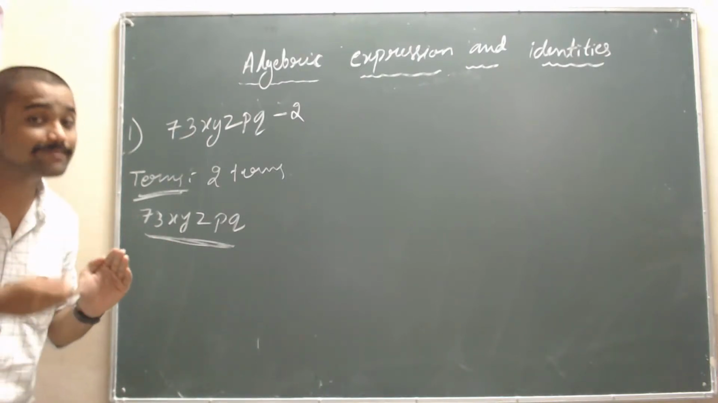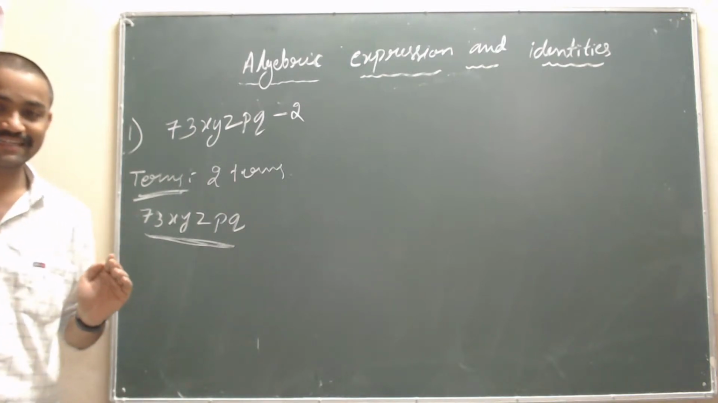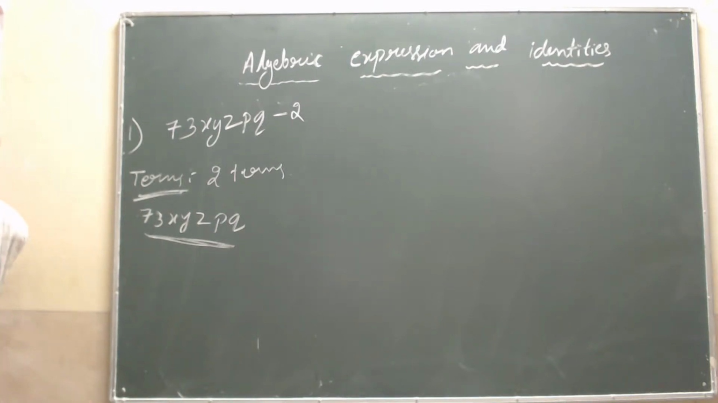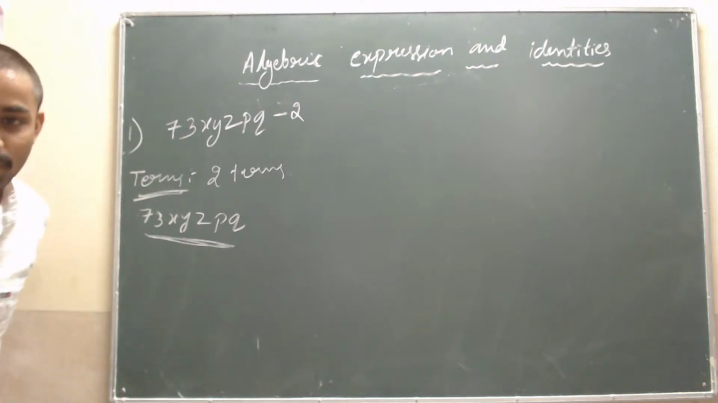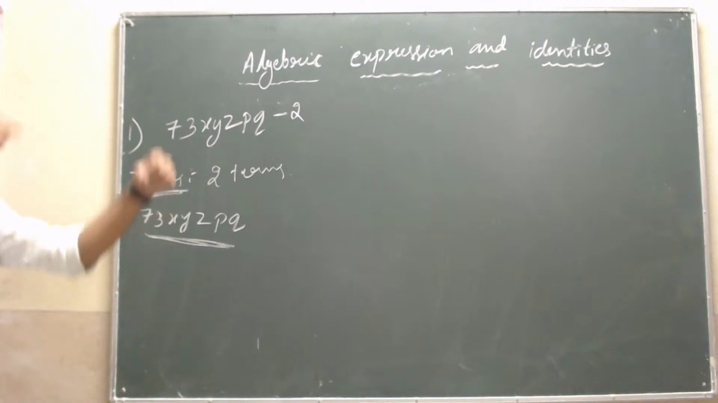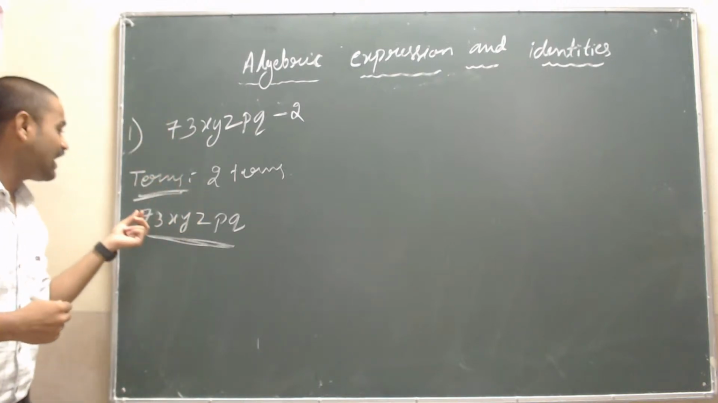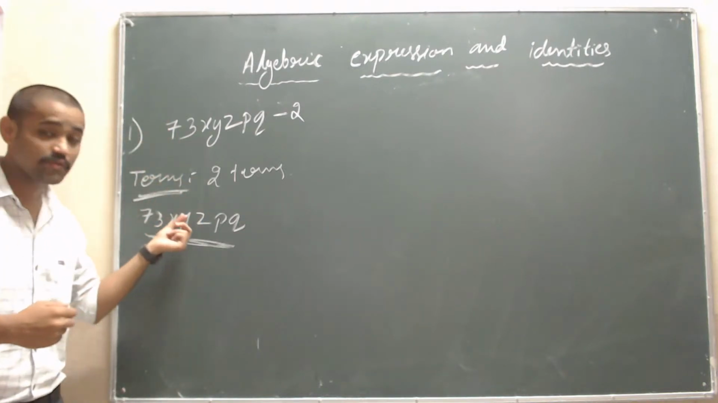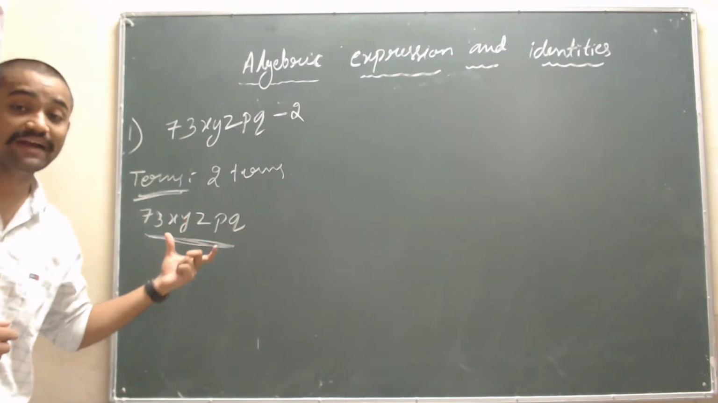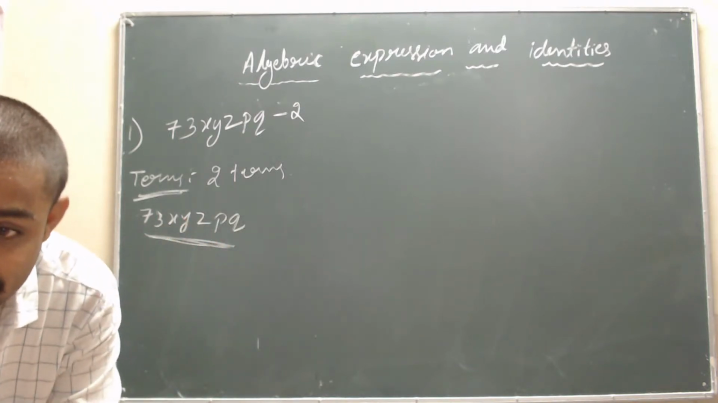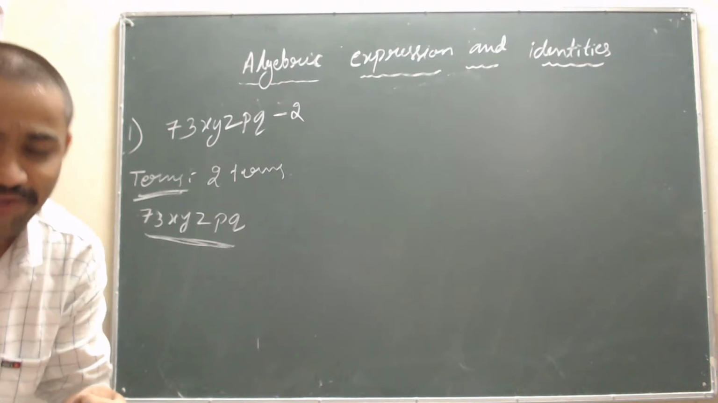It will take some more time to type. Okay, I will wait for that. Sharada, yes, 2 terms are there. Very good. Rangaswamy, Vaishnavi, very good, students. Okay, 2 terms are there. And 73 x y z p q, how many factors are there?